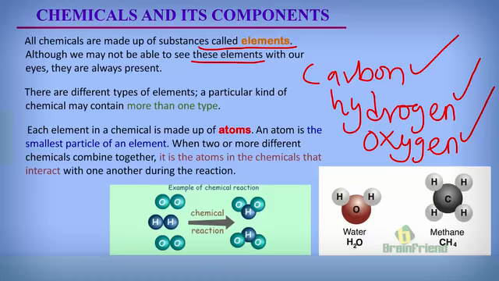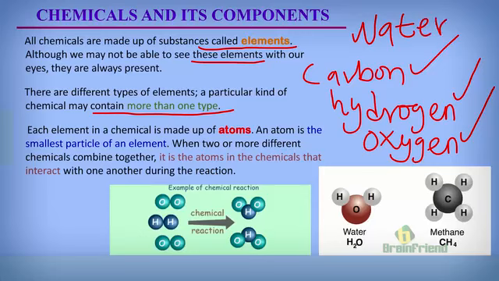Now take note that a chemical may contain more than one element, and a chemical could be made up of just one element. Let's take examples of chemicals that are made up of more than one element. The first one is water. Remember we said water is a chemical?